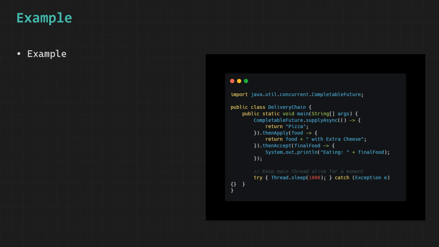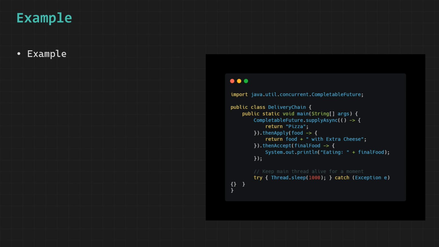We chain the thenApply method onto the CompletableFuture, which takes the result of the previous step, which is the string "pizza", and transforms it by appending the text " with extra cheese" to it, and returns the newly combined string "pizza with extra cheese" as the result of this stage.